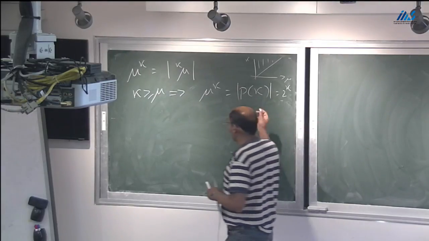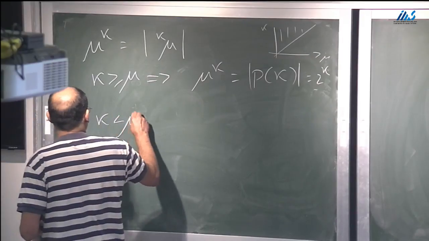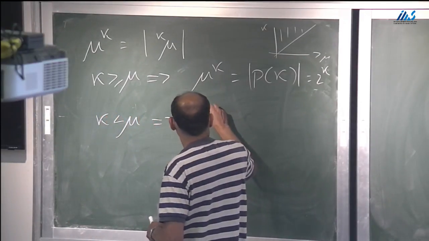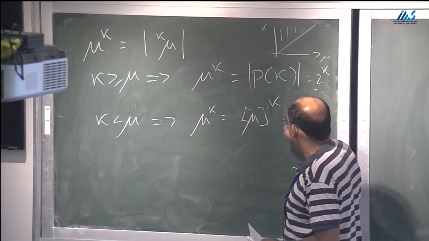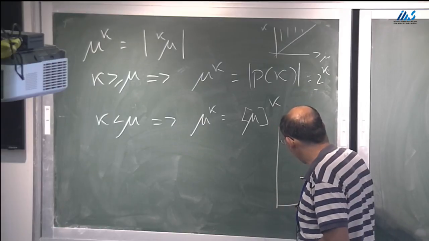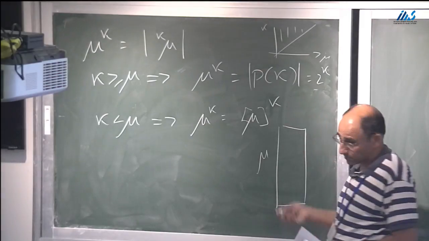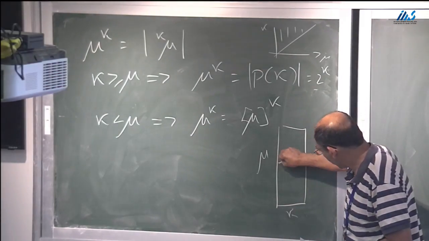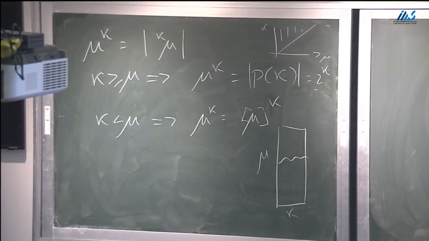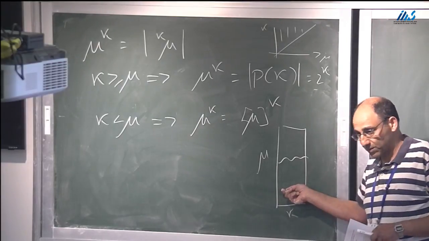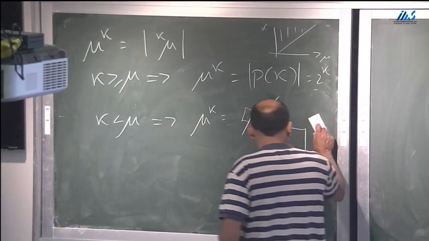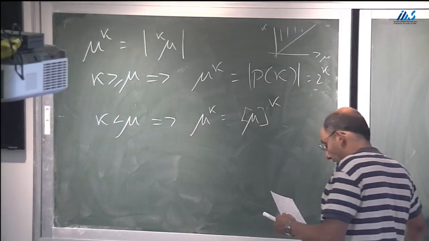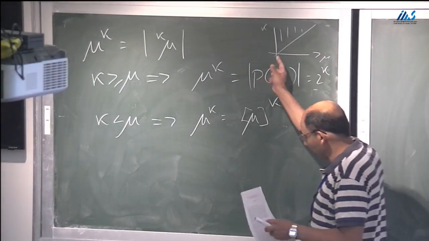Now, if kappa is smaller than mu, then this number is the number of kappa subsets of mu. Now, it takes a tiny argument. If you look at the rectangle mu times kappa, then the functions from kappa to mu are a particular type of sets lying horizontally, intersecting each fiber in 1 point. So their number does not exceed the total number of kappa subsets of the rectangle, but the rectangle is mu times kappa, so it's mu again. Okay, so it's the number of kappa subsets. So it's actually two different functions. When kappa is equal to mu, they coincide.